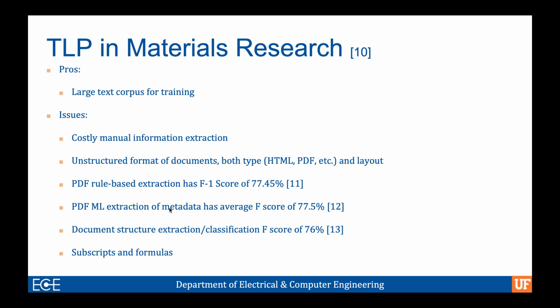So our metadata will be features that we had discussed previously. And then document structure, extraction classification. This is labeling sections like the introduction, abstract, etc., and noticing that those are separate chunks of text. They also have to deal with subscripts and formulas, which you saw in the Zener diodes, that we also have subscripts and sometimes formulas that are difficult to understand if you don't already know what they mean, and that can be time consuming.